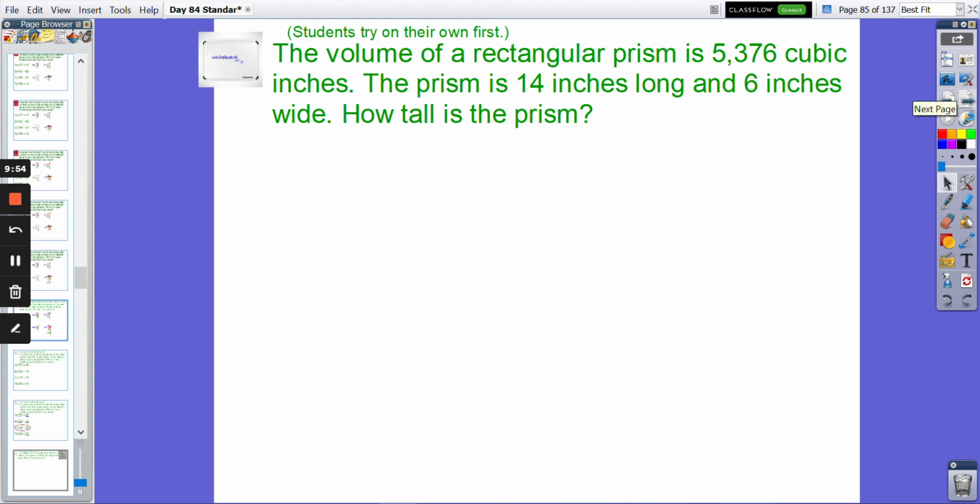All right, use your whiteboard. The volume of a rectangular prism is 5,376 cubic inches. The prism is 14 inches long and 6 inches wide. How tall is the prism? Okay, try this on your whiteboard. Press pause and then press play when you're ready.